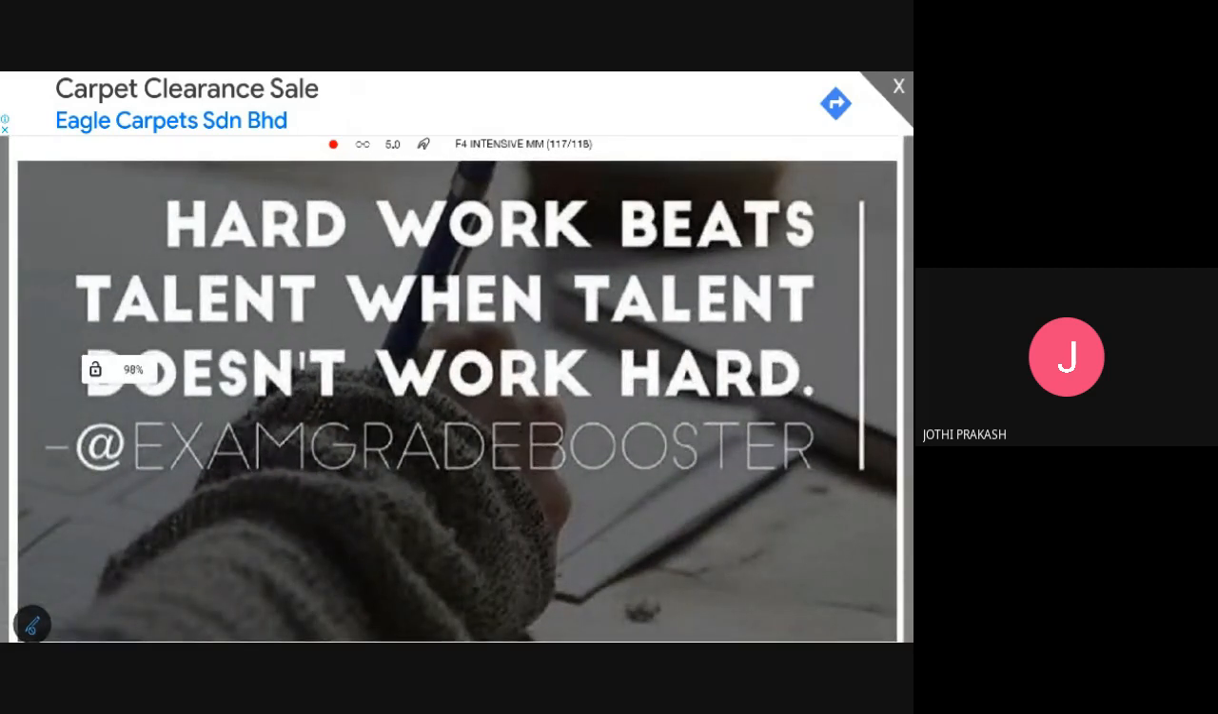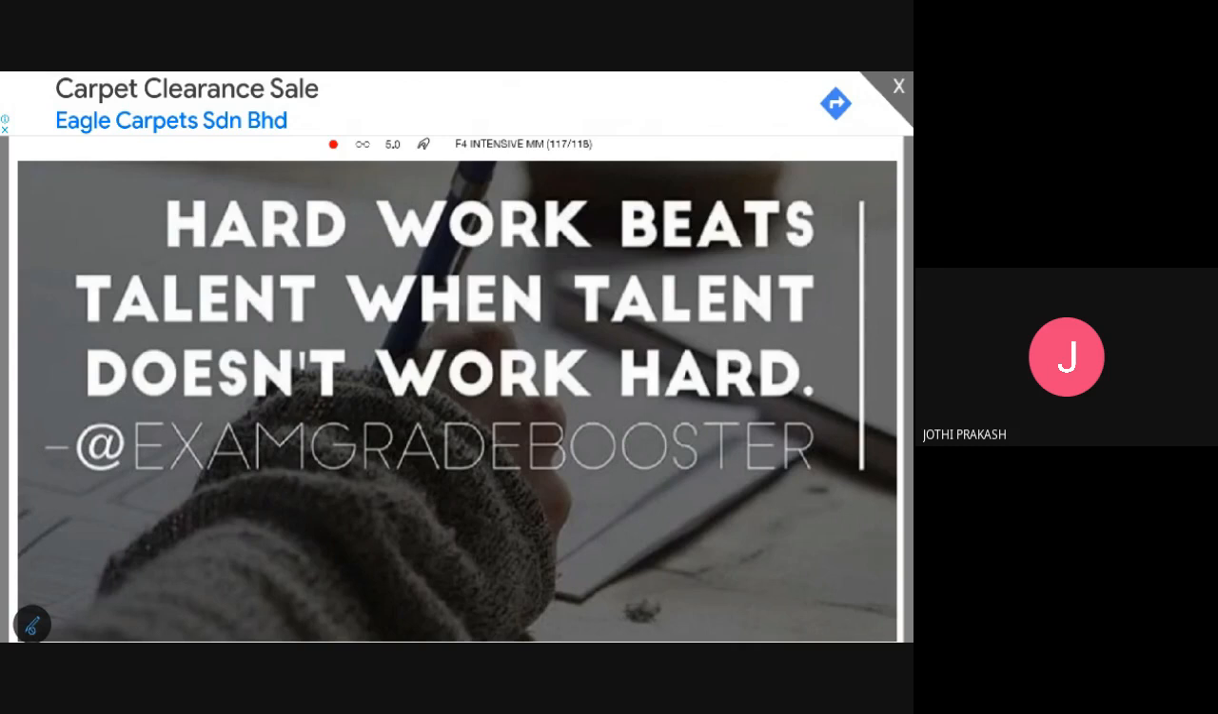Hard work beats talent when talent doesn't work hard. Boleh faham tak guys pernyataan ini? Yeah. Later I will tell you guys. Hold on. Don't leave yet. So you all understand this quote.